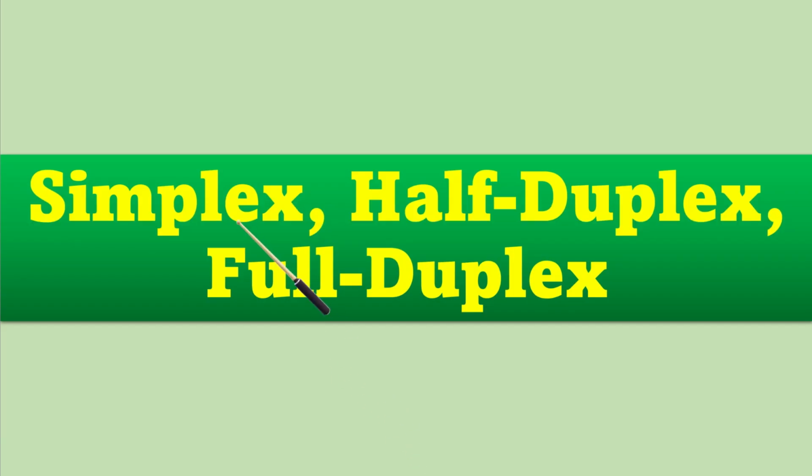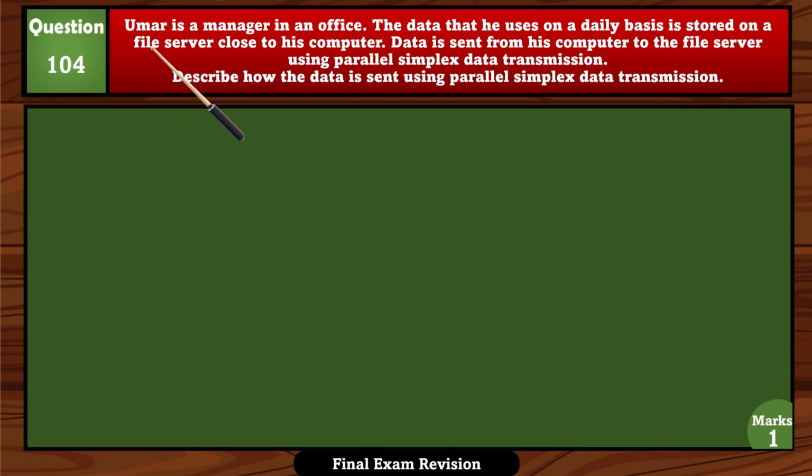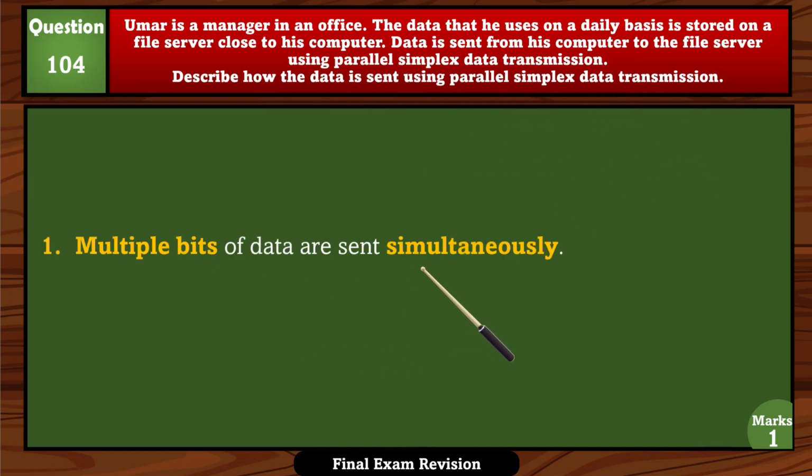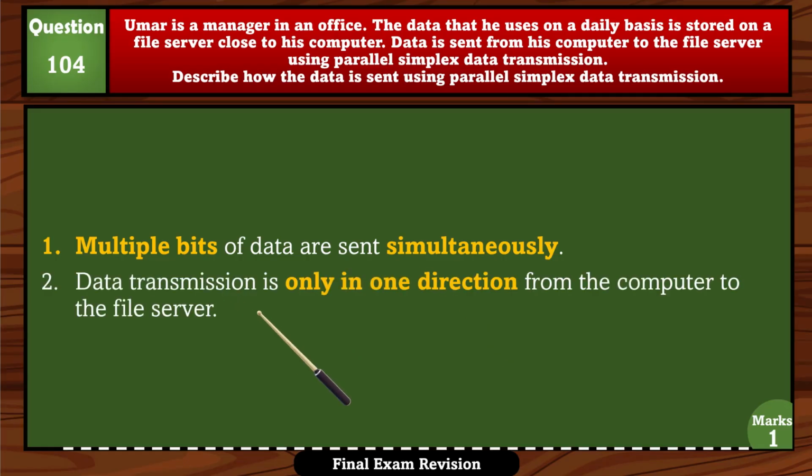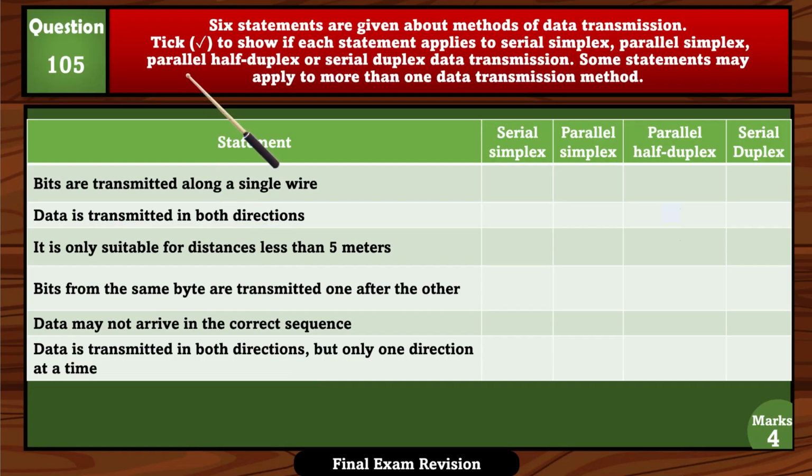Now let's discuss the questions related to simplex, half duplex, and full duplex. Question 104. Omar is a manager in an office. The data that he uses on a daily basis is stored on a file server close to his computer. Data is sent from his computer to the file server using parallel simplex data transmission. Describe how the data is sent using parallel simplex data transmission. So multiple bits of data are sent simultaneously, and data transmission is only in one direction, from the computer to the file server.